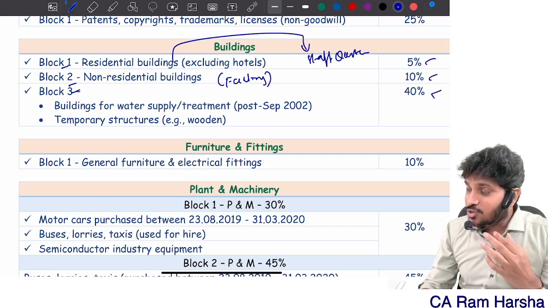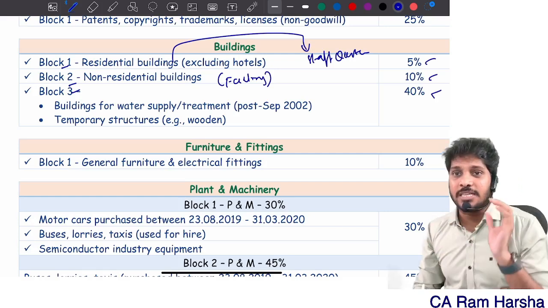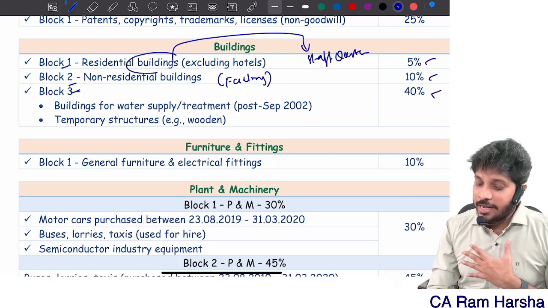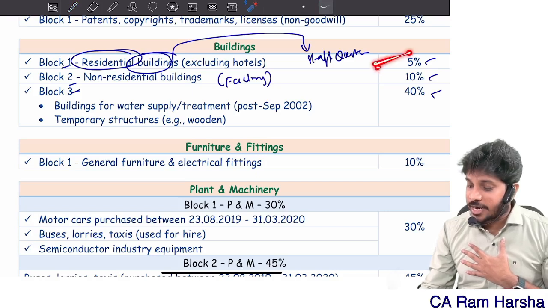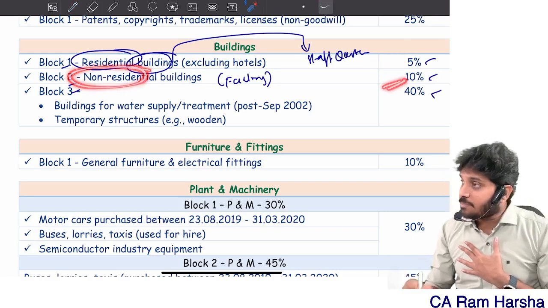Because there are 3 rates of depreciation on buildings. Suppose the building which is used for business is used for residential purpose, then the depreciation rate is 5%. If the building is used for non-residential purpose, 10%.